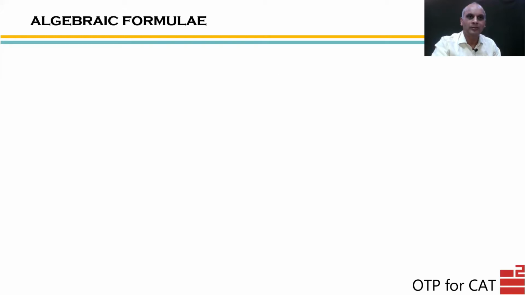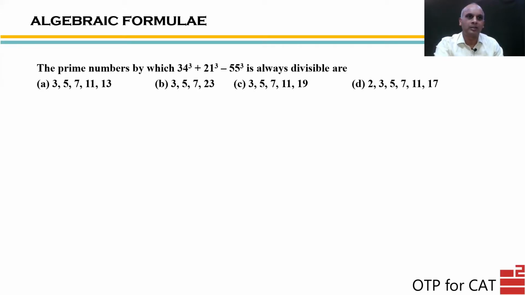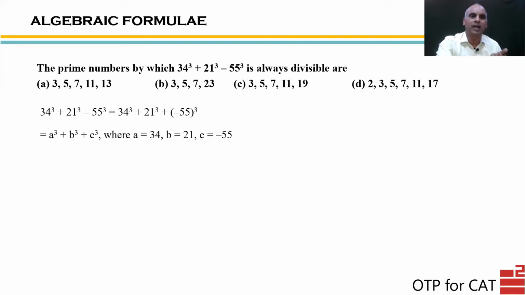All right, next example: the prime numbers by which this expression is always divisible are... Okay. Here the trick you should always understand is that when we have cubes of three numbers, like here the cubes of 34, 21 and minus 55, we invariably have to use the formula of a cube plus b cube plus c cube minus 3abc in some form or the other, maybe a deduction of that or the direct formula. Now in this case, a is 34, b is 21 and c is minus 55.